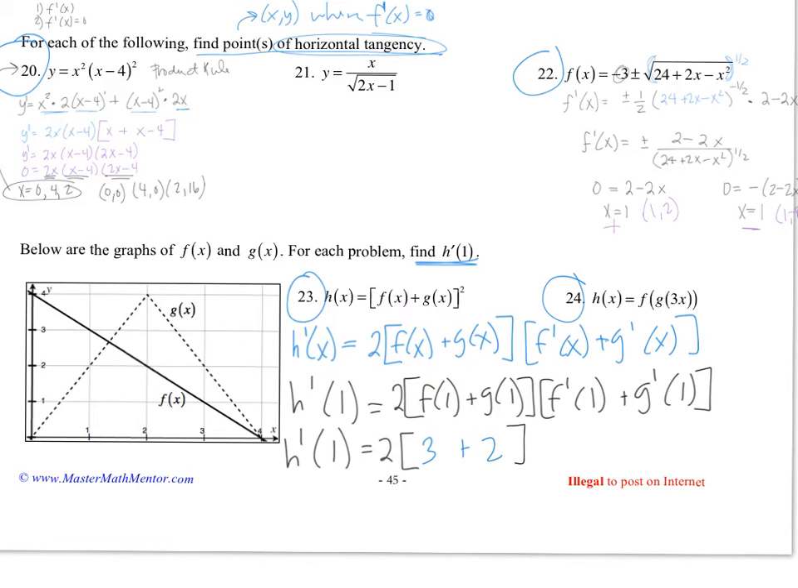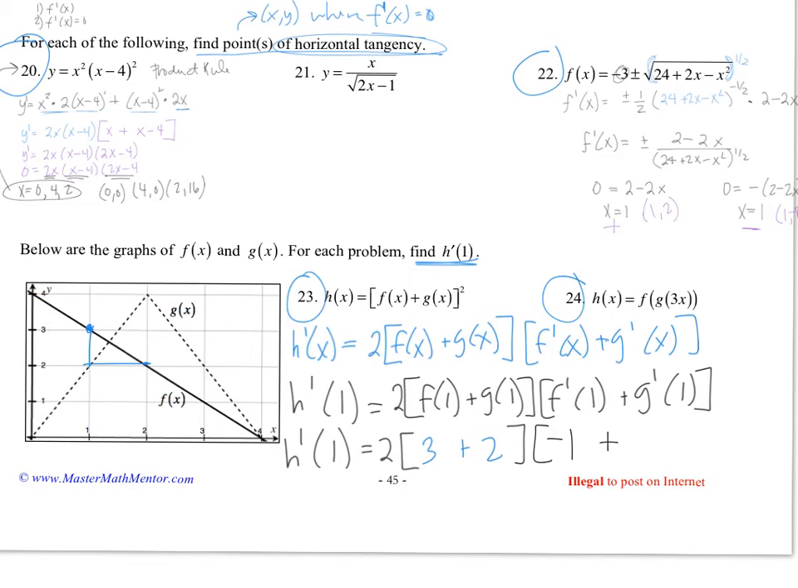Now f prime of 1. F prime of 1 is the slope of the tangent line at x equals 1. Well, since f of x is a line, the slope of the tangent line is basically the slope of this line, because if you draw a tangent on f of x, it is going to be the same slope because it's the same line, guys. So f prime of 1, let's see, what's our slope here? Down 1 over 1, so that's negative 1. So f prime of 1 is negative 1.